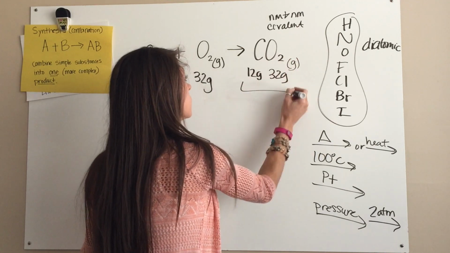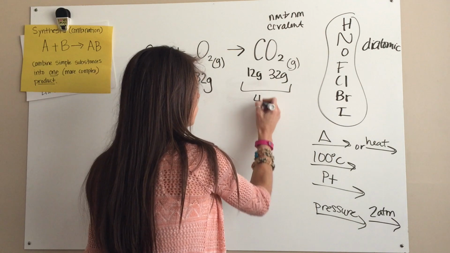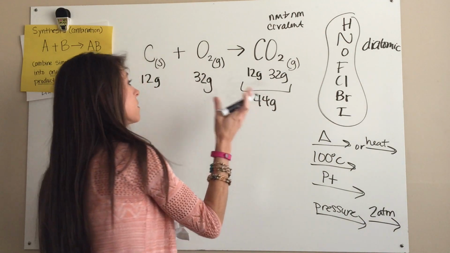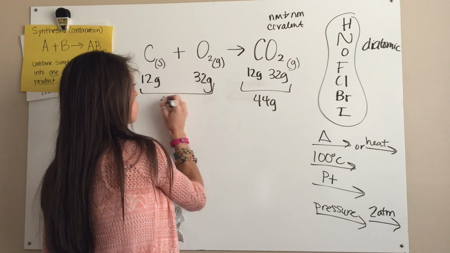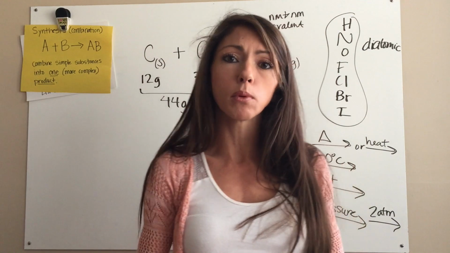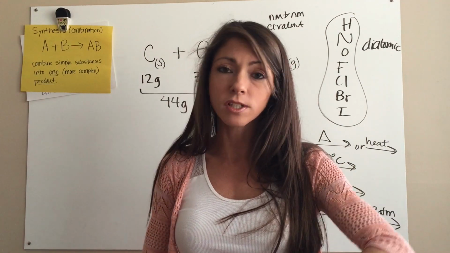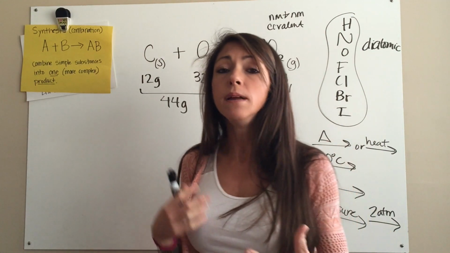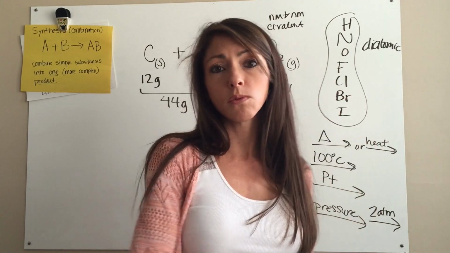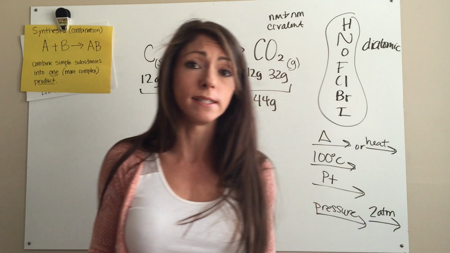So you can see that over here, we have 44 grams of mass in our product side, and we have 44 grams of mass on our reactant side. This is very important. This is why we balance equations, because we have to ensure that the mass we begin with, the matter we have in the beginning, will be equivalent to what we have in the end. It's just new and chemically different.